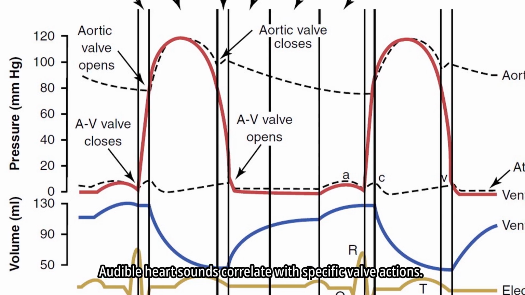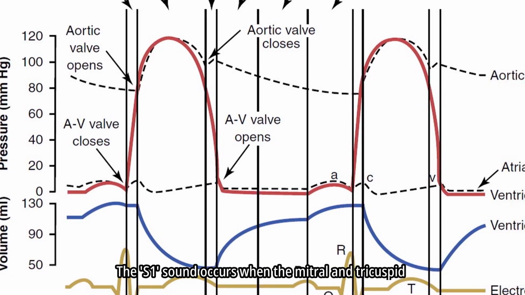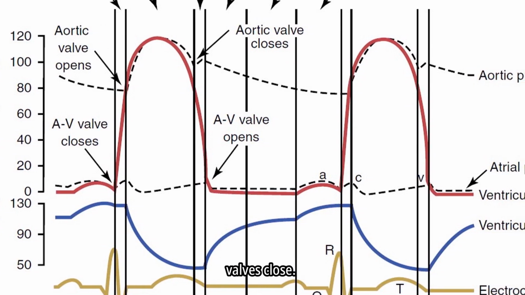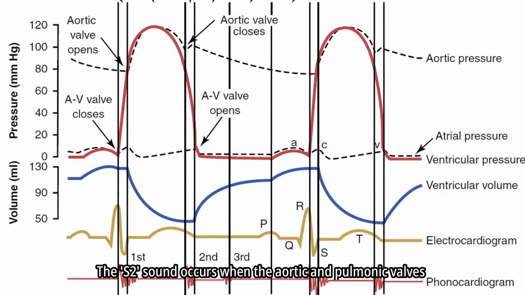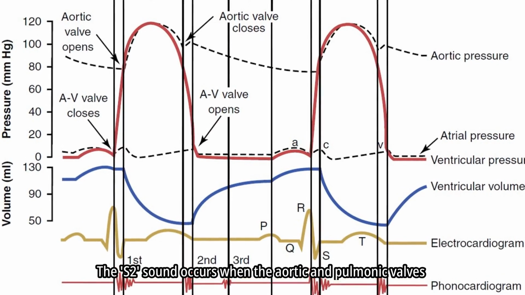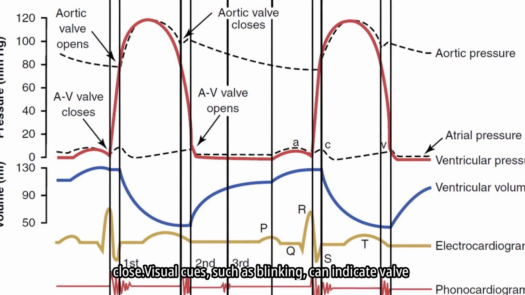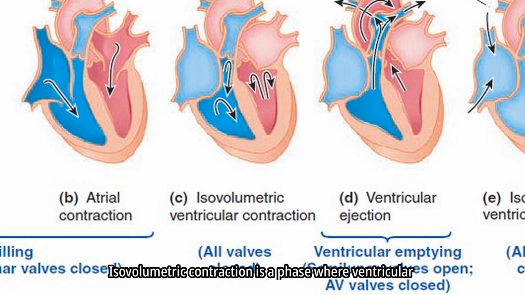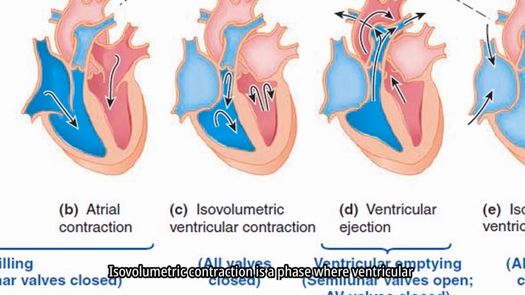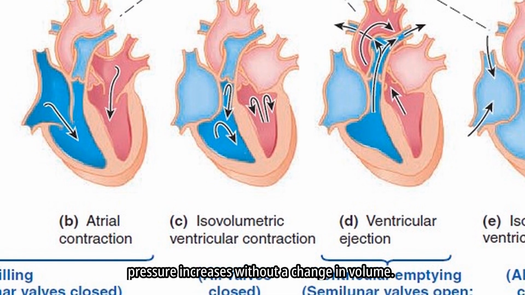Audible heart sounds correlate with specific valve actions. The first heart sound occurs when the mitral and tricuspid valves close. The second heart sound occurs when the aortic and pulmonic valves close. Visual cues, such as blinking, can indicate valve activity. Isovolumetric contraction is a phase where ventricular pressure increases without a change in volume.